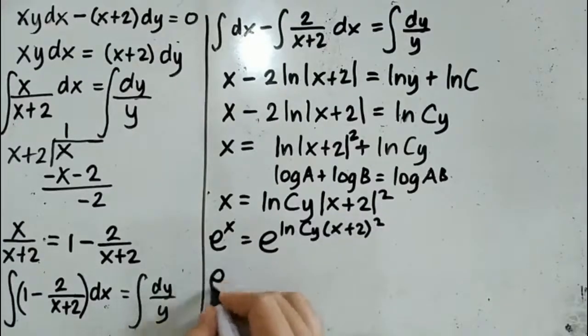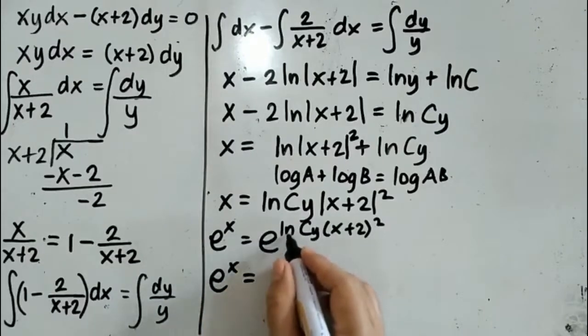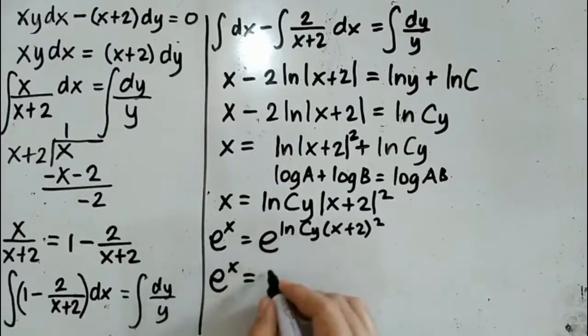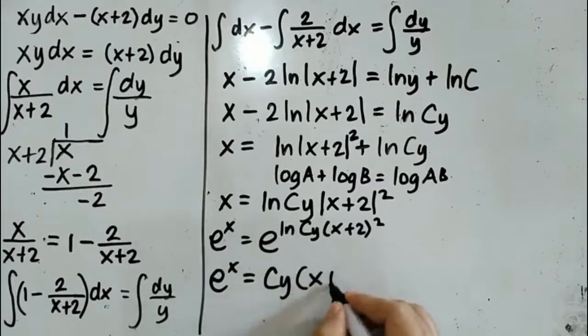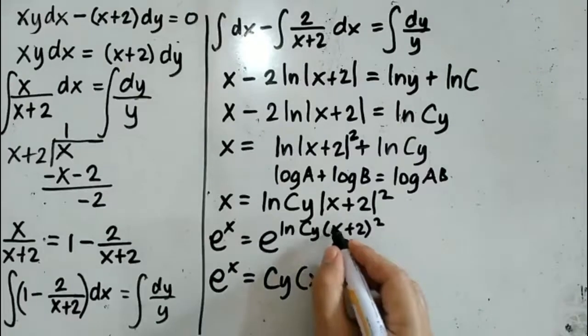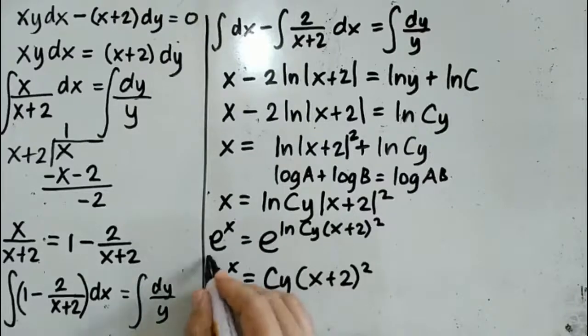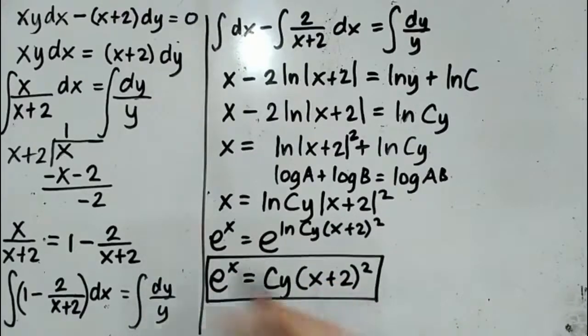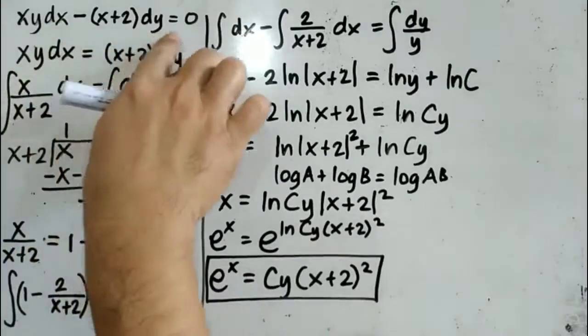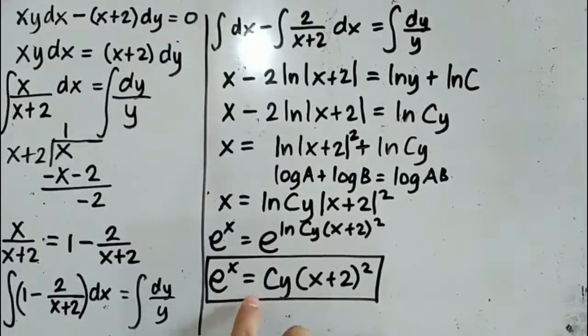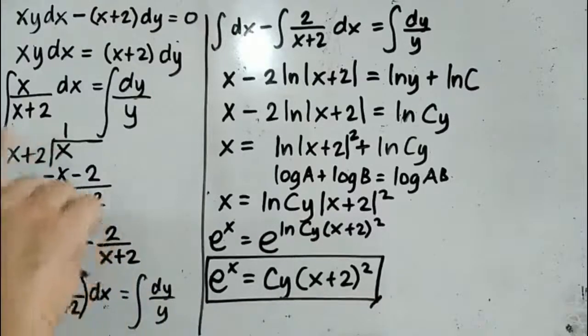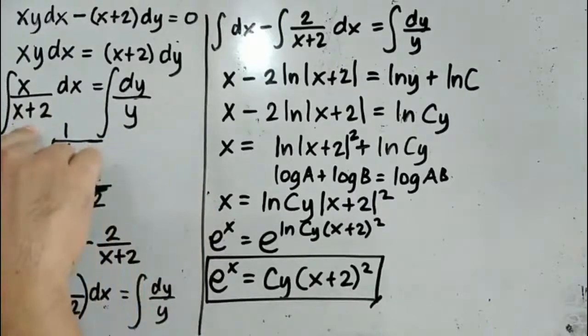So this becomes e to the x equals, ln cancels here, so this becomes cy times (x plus 2) squared. Since this is no longer under ln, we can remove the absolute value sign. So the final answer, the solution to the differential equation xy dx minus (x plus 2) dy equals 0, is e to the x equals cy times (x plus 2) squared. And we have applied this technique in order to solve this integrand.